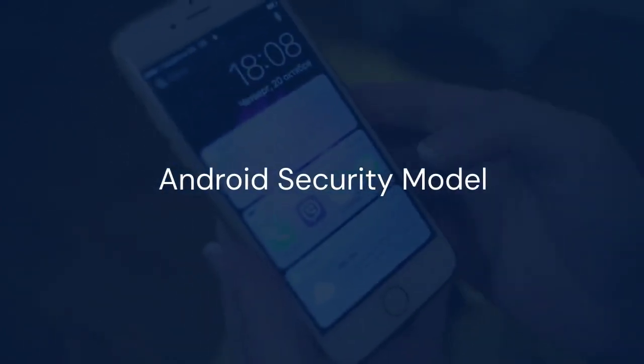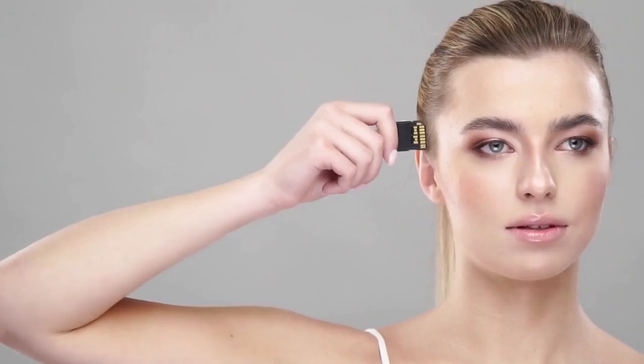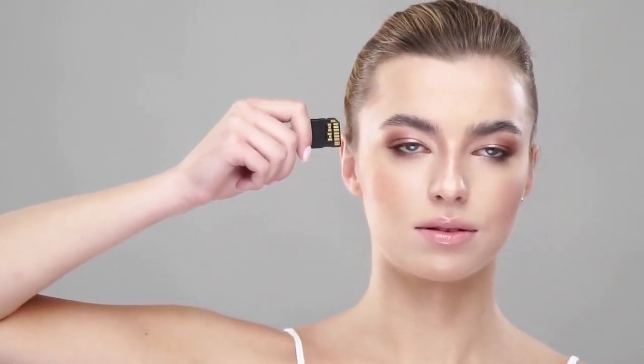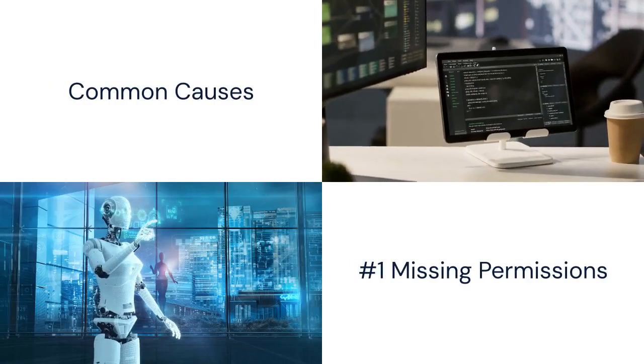First, understand that Android's security model is designed to protect user data. Apps are isolated and need explicit permissions to access certain resources, like storage. The error EACCES, permission denied, is your phone telling your app, hey, you can't do that. Now, let's look at the common causes.